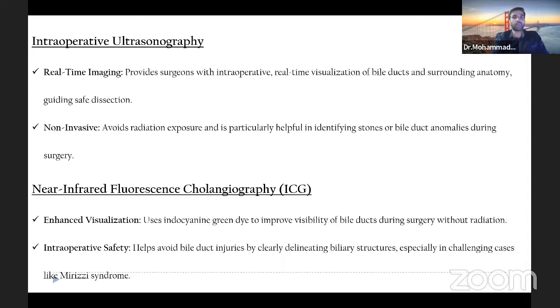Intraoperative ultrasound can be done to provide the surgeon real-time visualization of the bile ducts and surrounding structures and guide safe dissection. It's non-invasive. And ICG, indocyanine green, which we are using, helps to improve the visibility of the bile duct during surgery. It helps avoid bile duct injuries by clearly delineating the biliary structures.